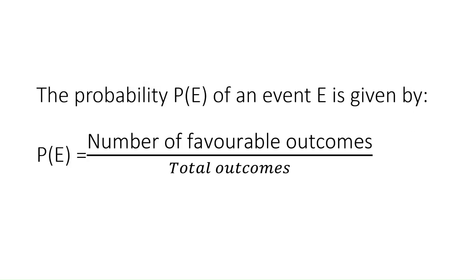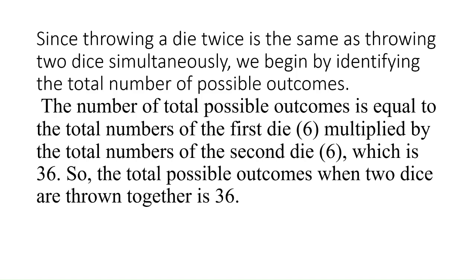Okay. Now, what is the probability of an event? The probability of any event P(E) is given by the number of favorable outcomes divided by the total number of possible outcomes. Since throwing a die twice is the same as throwing two dice simultaneously, we begin by identifying the total number of possible outcomes. How many possible outcomes will there be for this scenario? In the sample space, we will have a total of 36 possible outcomes, because we are considering throwing two dice simultaneously.